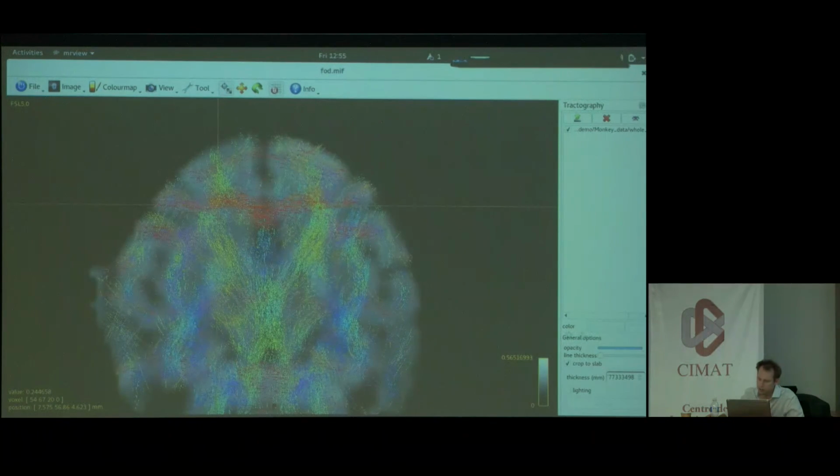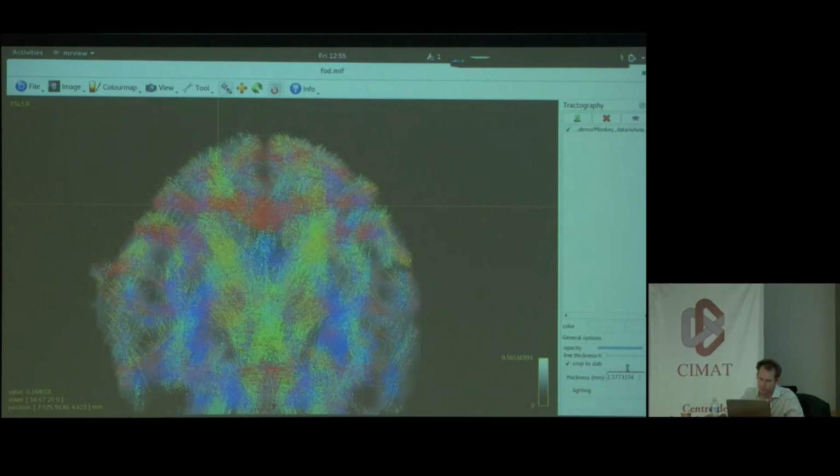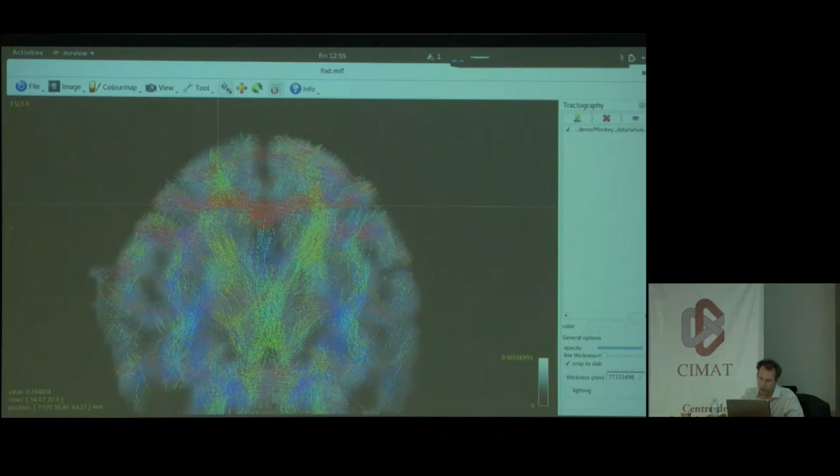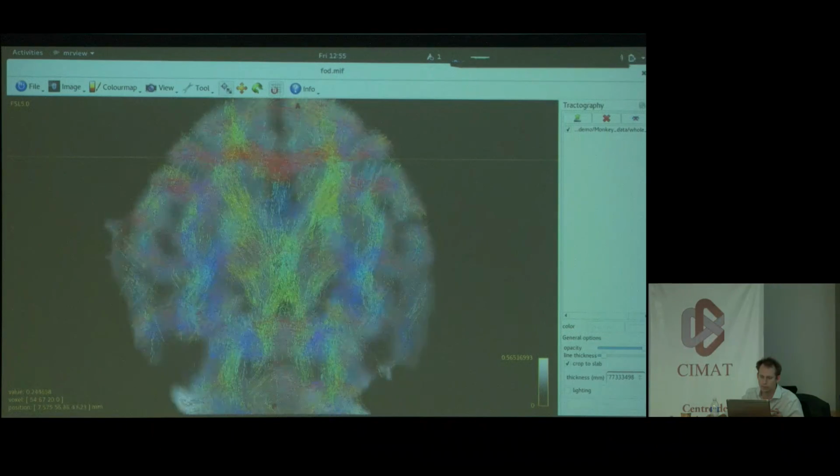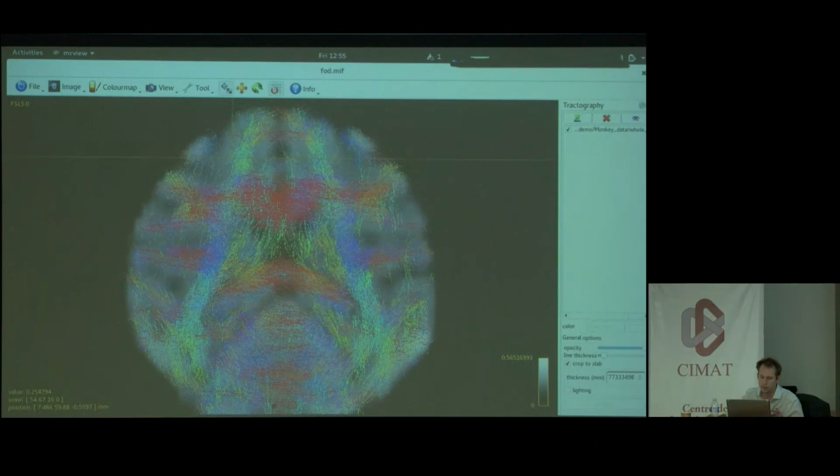So the tracking is struggling a bit with the masking, basically. It would help a great deal to have ACT applied here. There's also a lot of stuff in the ventricles, so the multi-tissue CSD would do a lot better here, and you have the data for it.